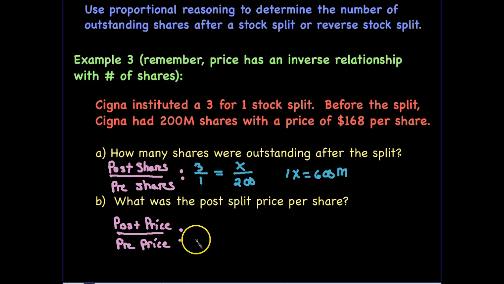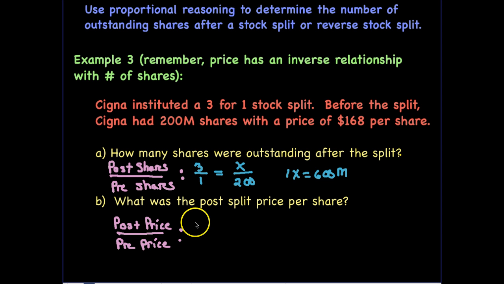Now let's think about our post and pre-price. Well, remember, there's an inverse relationship here. So we're getting more stock, but we're getting more stock at less of a value. So now, instead of having $168 per share, we're now going to have a third of that.